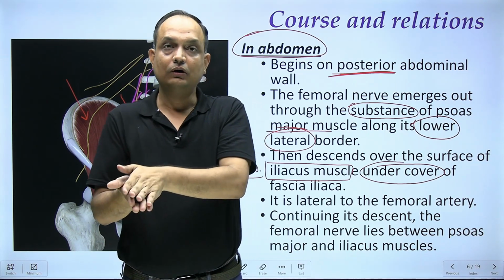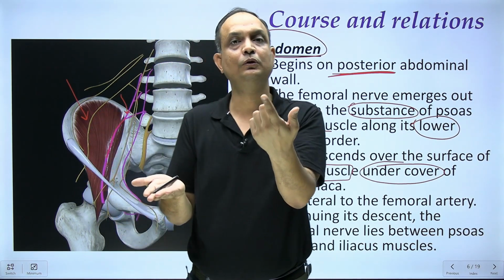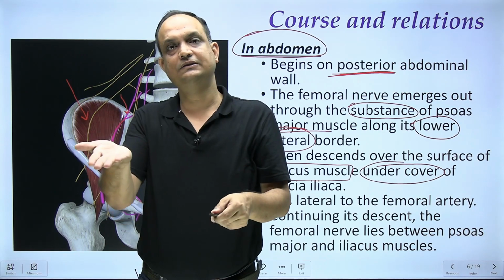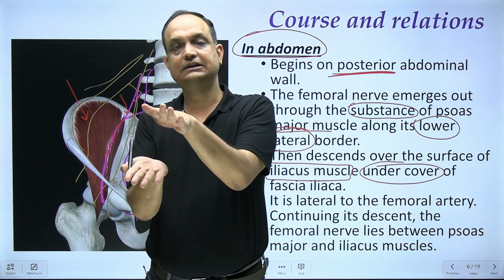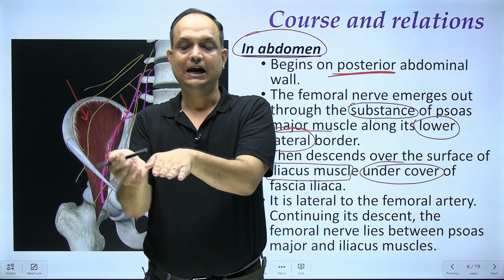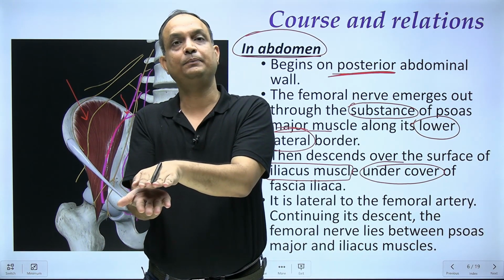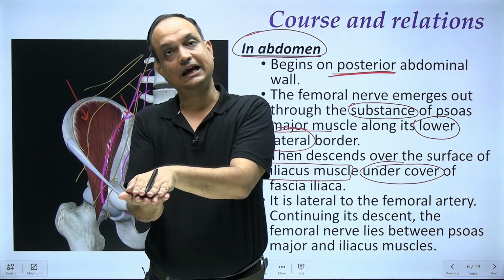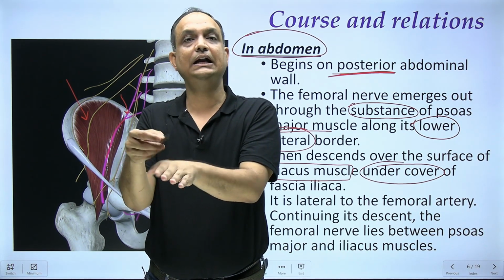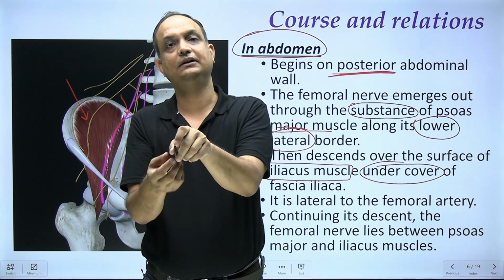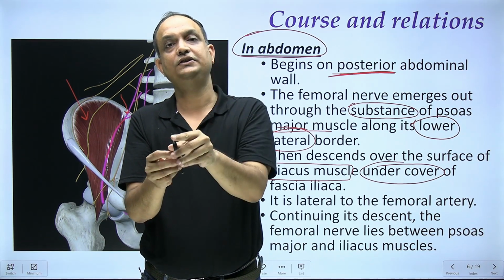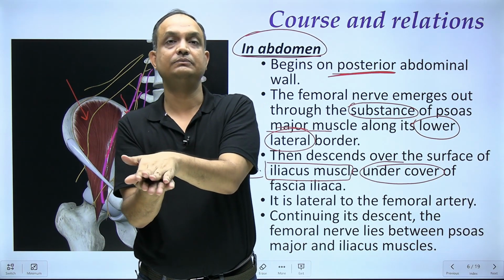Clear? Now there can be one more possibility: suppose this is the iliacus. Now iliacus is covered by its fascia and then the nerve lies outside. Clear? Now that possibility can be there, but what is the reality? Reality is that the nerve lies between the fascia iliaca and iliacus muscle.